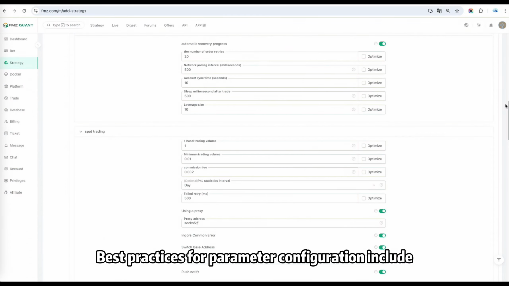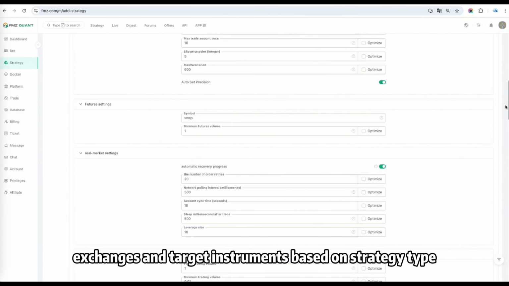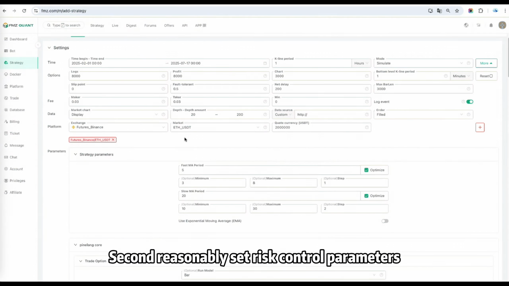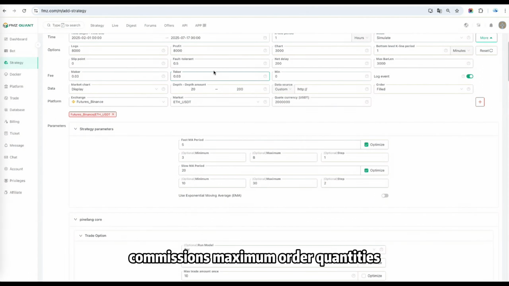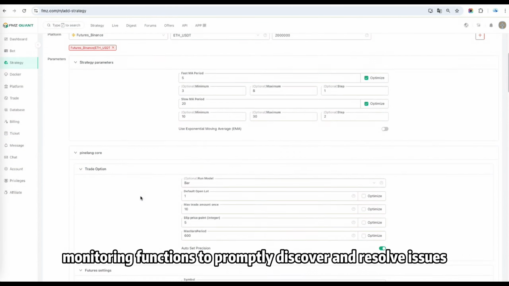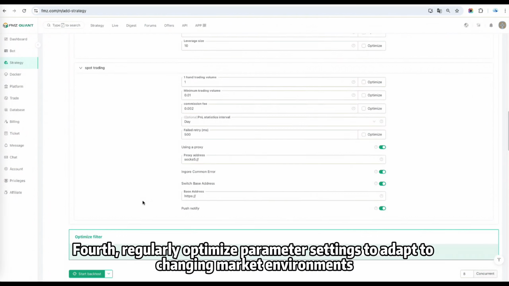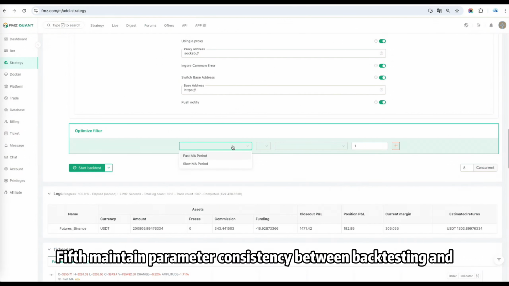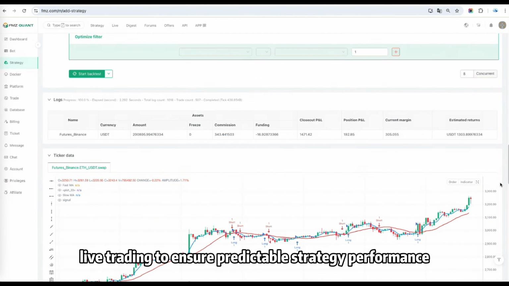Best practices for parameter configuration include: first, select appropriate time periods, exchanges and target instruments based on strategy type. Second, reasonably set risk control parameters, including slippage, commissions, maximum order quantities, etc. Third, fully utilize logging and monitoring functions to promptly discover and resolve issues. Fourth, regularly optimize parameter settings to adapt to changing market environments. Fifth, maintain parameter consistency between backtesting and live trading to ensure predictable strategy performance.